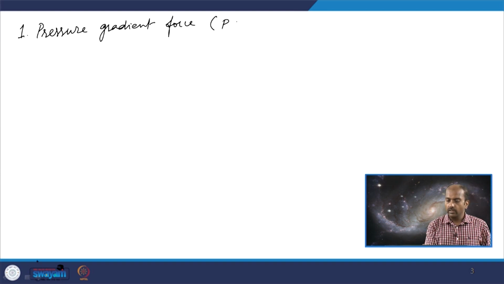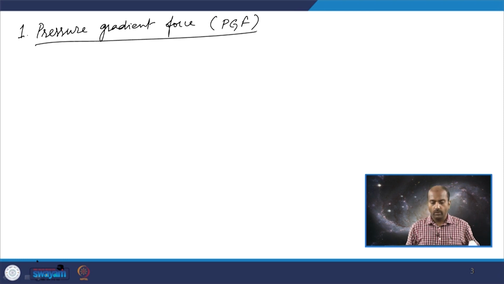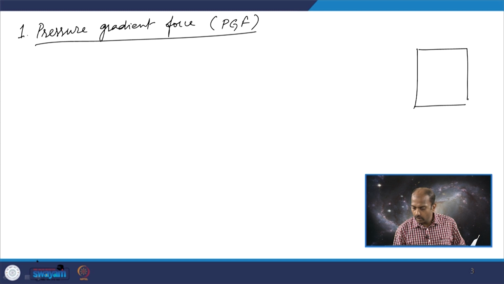So, the first force, which is fundamentally the most important force in the Earth's atmospheric system, is called the pressure gradient force. This is generally called PGF. Okay. Now, in order to understand, let us consider a volume of air, a three-dimensional volume. We take the sides to be of certain dimension.